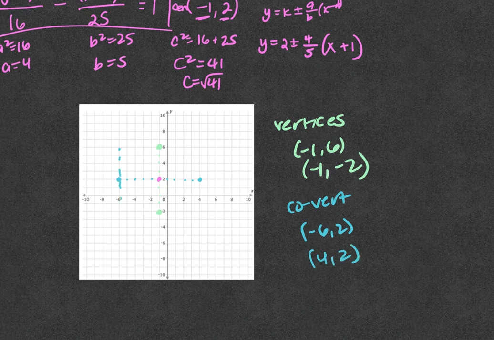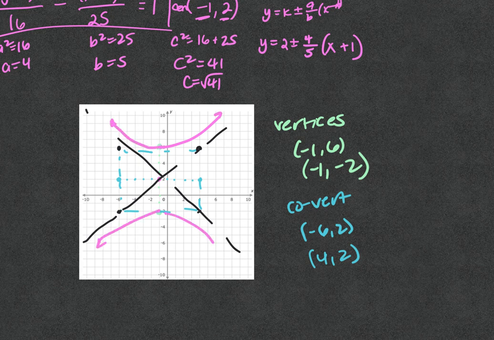I make the little box. I draw the corners. I make the asymptotes. And it's vertical, so the branches point up and down.